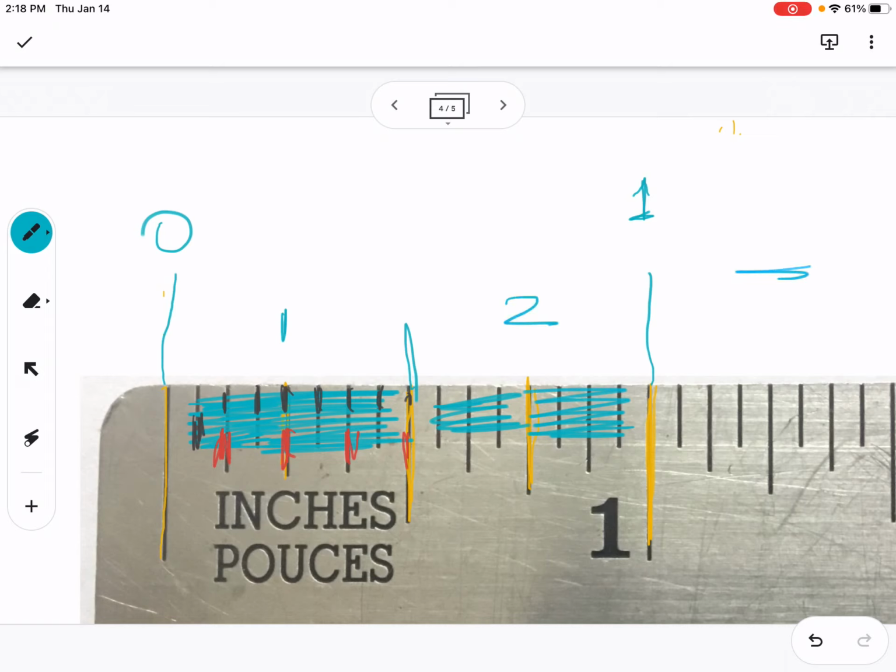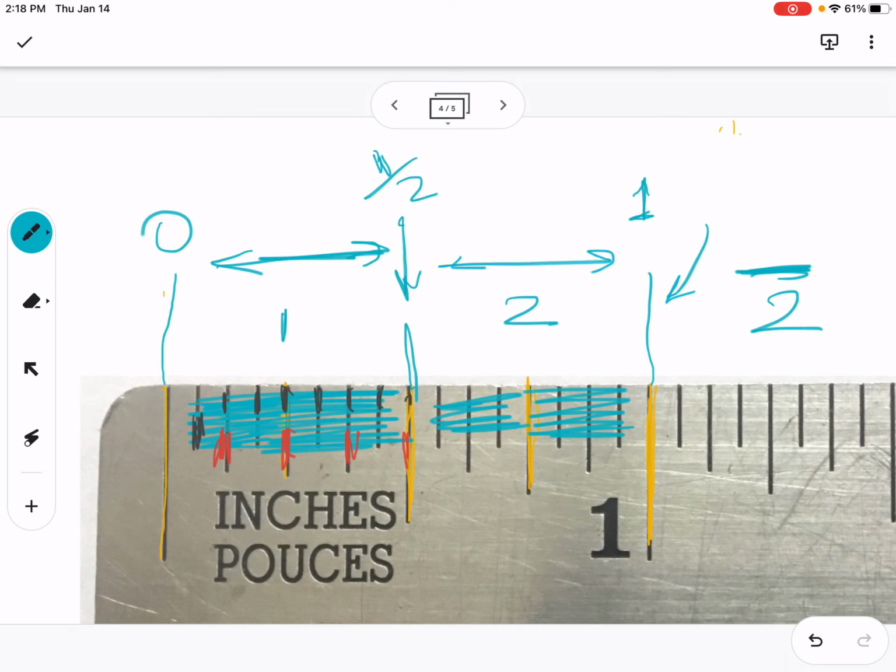So the whole inch now has been broken into 2 parts. If I've only got this part at the beginning, so I've got this to bring me up to there, then 2 parts make a whole. I've got 1. If I've got both parts, so I come up to this line, 2 parts make a whole. I've got 2, which means I've got the whole inch.